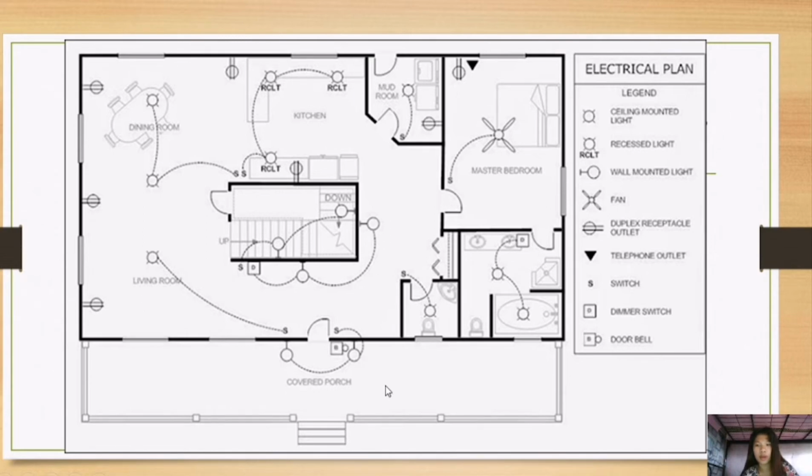For receptacle outlets, we have this over the wall mounted light. We also have the telephone outlet, the switch, then the dimmer switch, also the doorbell.